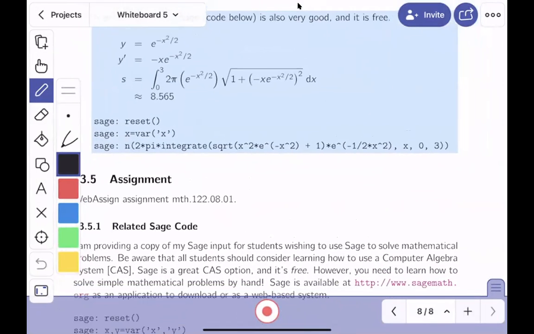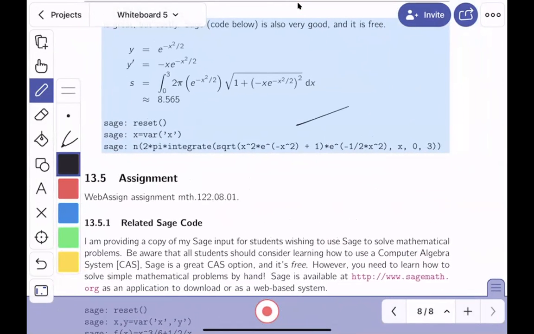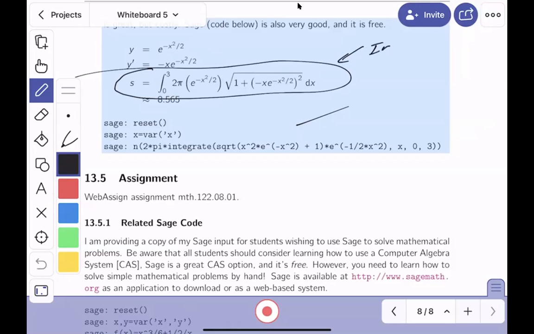Next page, where they're giving me Sage code to do it in. Here's the deal though. Sage is not going to be any help to you at all unless you can formulate a problem like this. You need to get to this stage over here. So this is the really important part. Sage is not going to do that for you.